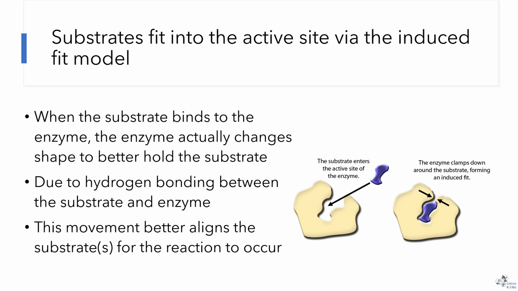So everything happens for a reason when it comes to our bodies and the chemical reactions around them. And usually this interaction is due to hydrogen bonding. So the substrate and the active site are going to hydrogen bond with each other, cause the enzyme to shift its shape just a little bit, which causes the substrate to get forced into the right position so those bonds can then break easier or form easier. So all of this induced fit is just to better align the substrates for the reaction to occur.